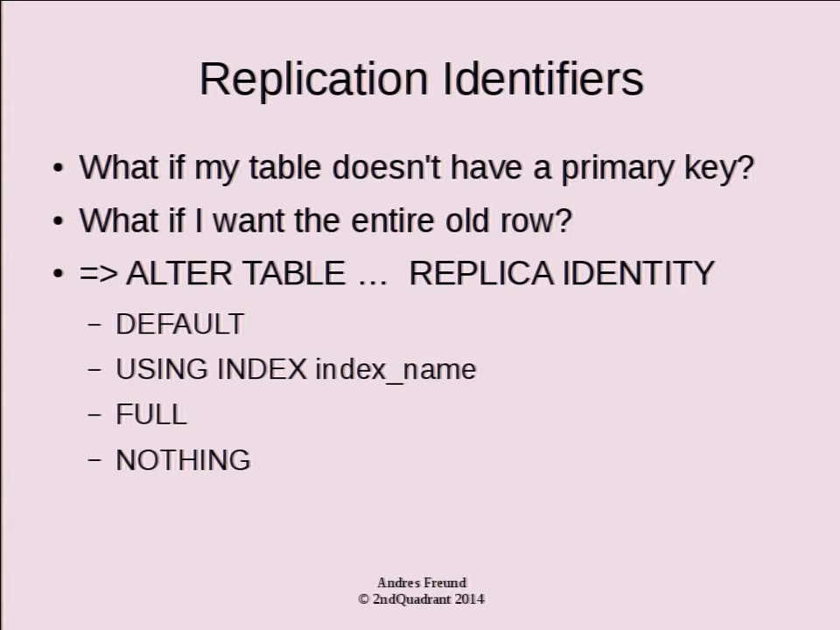Then you can say, I want the full row. That's obviously going to need a bit more space in the write-ahead log, because suddenly you need to store in an update the old version and the new version. But it also might be that in your use case you only need the new version, because you don't care about the old data. So you can just say nothing, and then the overhead will be a bit lower.